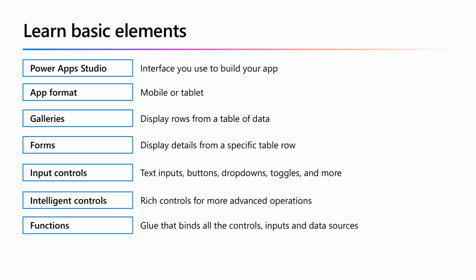When we're talking about intelligent controls, in addition to common inputs covered above, Power Apps also provides a rich set of controls for more advanced operations. There are hardware-based controls which allow access to the camera, let's say a barcode scanner, GPS, and other features. There's also service-backed controls like the business card reader or an object detector, and these allow you to add AI to your app without writing code.